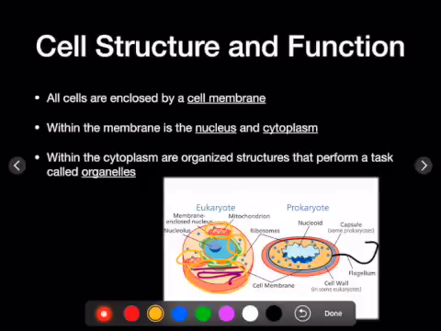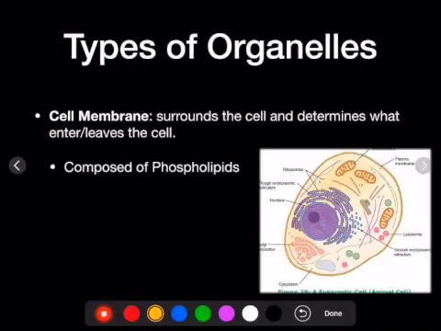We just have a DNA region. So inside, there's a bunch of different organelles.